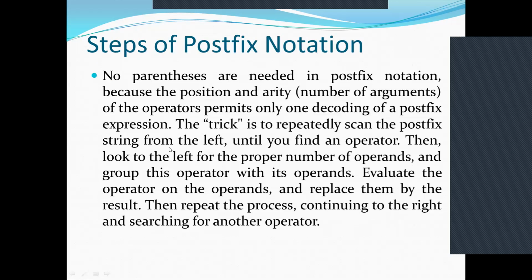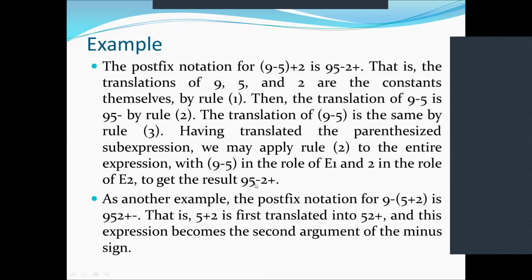Repeatedly scan the postfix string from the left until you find an operator. Then look to the left for the proper number of operands. Now in this case, what is the proper number of operands? 2, right? And group this operator with its operands. So once this minus comes, you look back, or go to the left, for the number of operands. Because this is a binary operator, the number of operands will be 2. So you take 2 operands, 9 and 5, and work on them. So 9 minus 5 will be operated first. That means this is operated first, like a parenthesis. Understood?